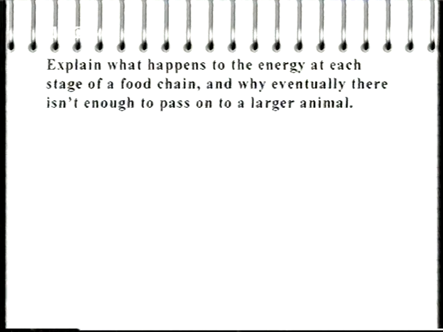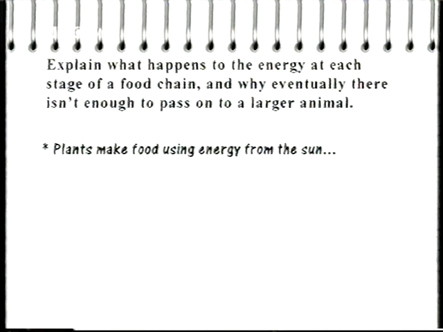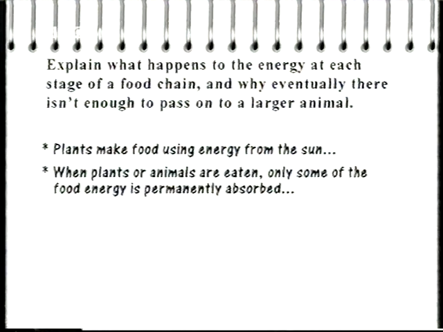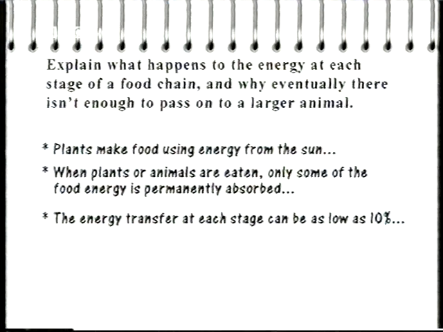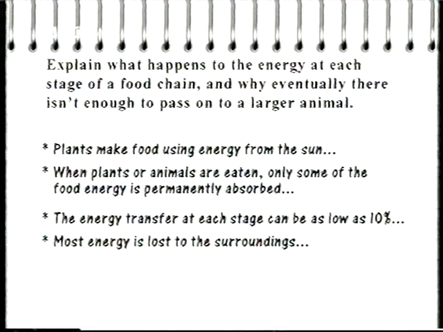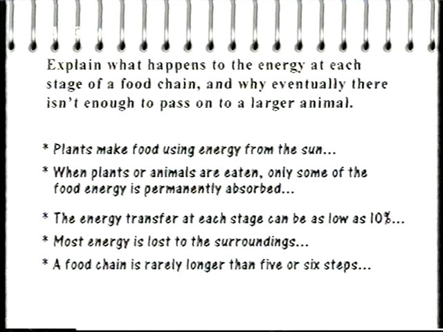A fairly full answer would go something like this. To start with, plants make food material by photosynthesis using energy from the sun. When plants or animals are eaten, only some of the food energy is permanently absorbed into the body of the eater. The transfer of energy at each step in a food chain is as little as 10%. The rest of the energy is lost to the surroundings as heat through respiration, excretion and digestion. A food chain rarely has more than 5 or 6 links, because by then there isn't enough energy left to pass on to any larger animal.